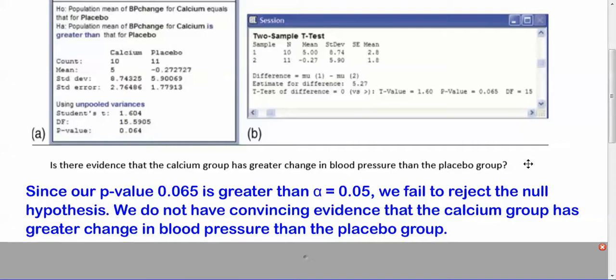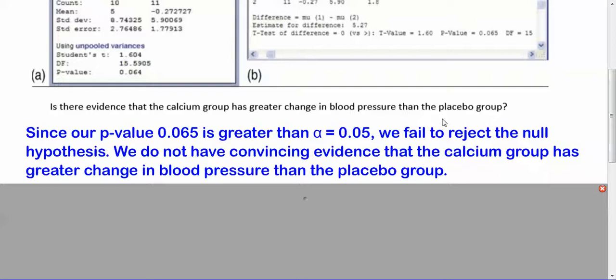So I put, we do not have convincing evidence that the calcium group has a greater change in blood pressure than the placebo group. If you look here, you can see I got my context directly from the question, which is a great place to get it, because it asks, is there evidence that the calcium group has greater change in blood pressure than the placebo group? And I said, no, we do not have convincing evidence. Usually the actual question is a good place to get your context from.